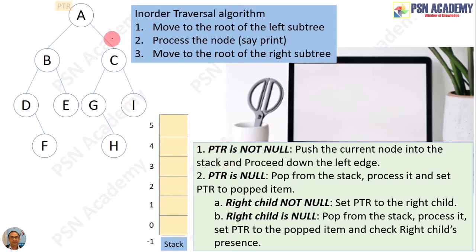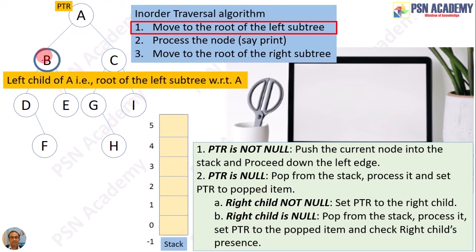Now let us move to root first. PTR is a pointer that is set to the root of this tree at A. Now you have to move to the root of the left subtree, so you should move from here to here. B is the left child of A as well as the root of the left subtree, right? So when you move from one node to the left child of that node, actually you are moving to the root of the left subtree. Until all the left subtrees have been exhausted, you keep moving towards the left side, right?